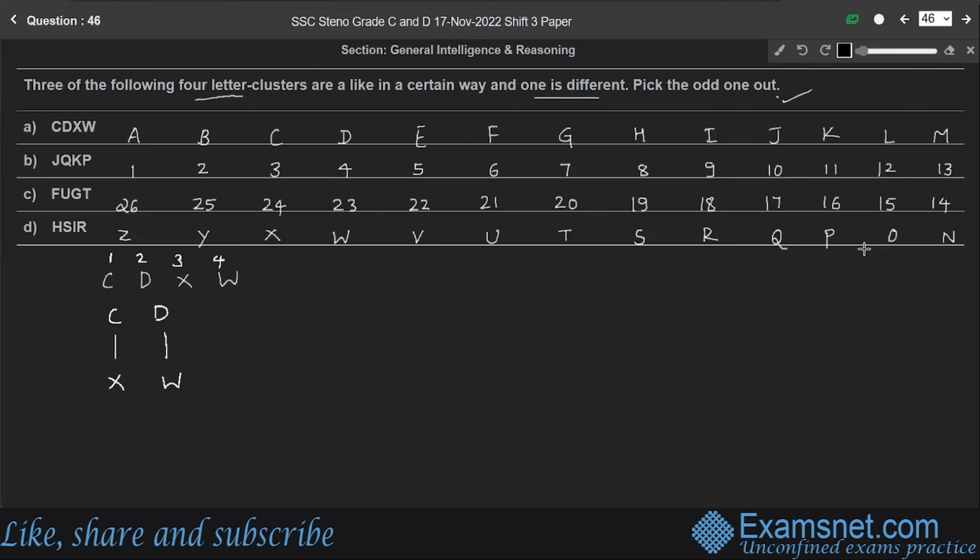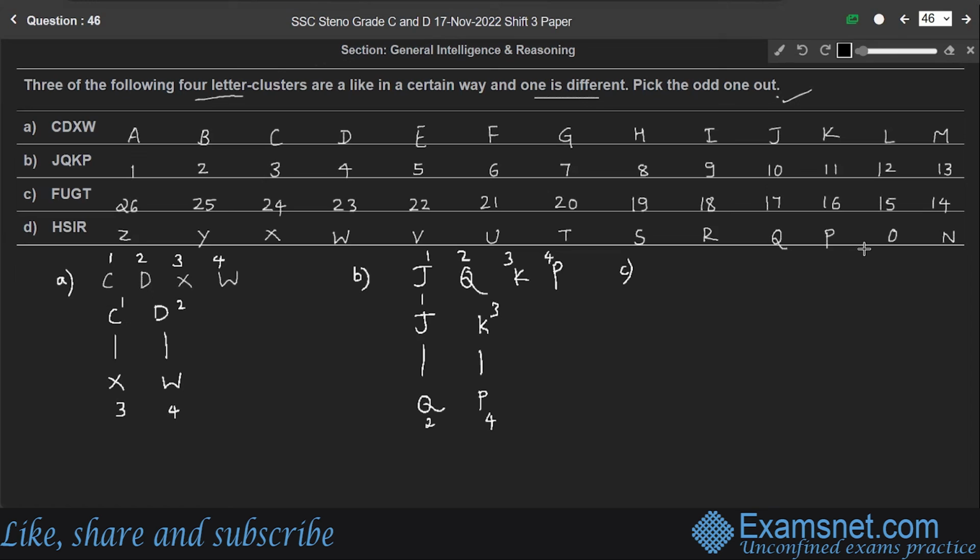So we'll consider the second cluster, JQKP. If you consider JQKP as 1, 2, 3, 4, J is opposite to Q. So the first letter is opposite of the second letter, not like the first cluster. In the first cluster, the first letter was opposite of the third one and the second was opposite of the fourth one. In the second cluster, the first letter is opposite to the second letter and the third letter K is opposite to the fourth letter. So the third and fourth letters are opposite to each other.